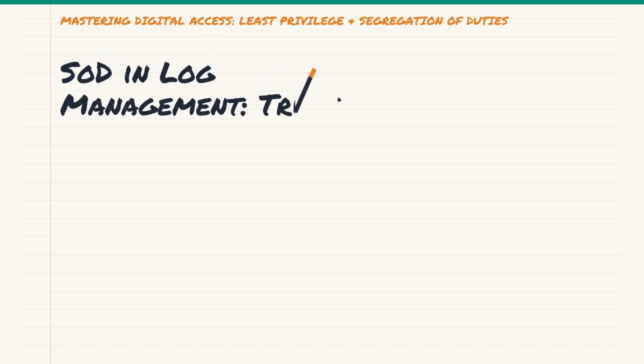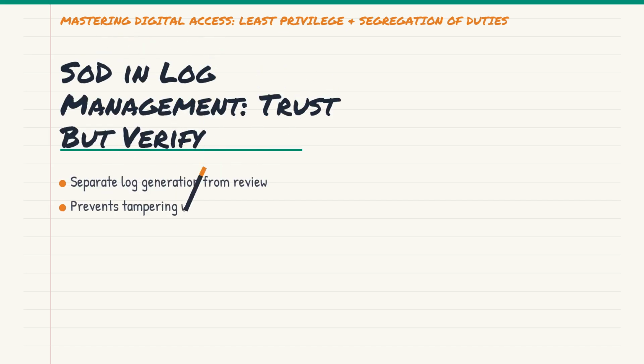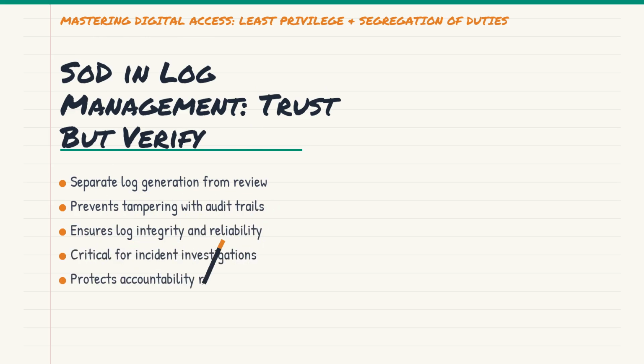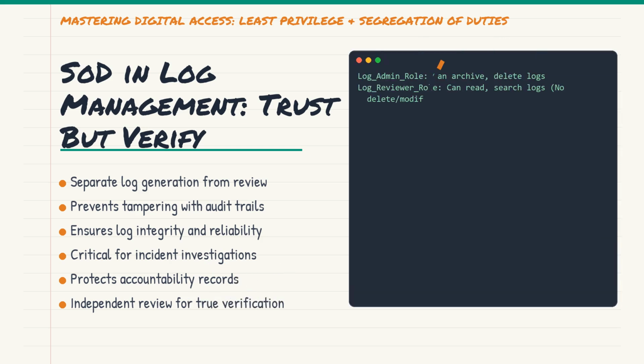SOD isn't just about direct access to systems, it's also crucial for auditing and accountability. Consider log management. We need logs to record who did what, when, and where. But what if the person responsible for managing, and potentially altering or deleting, those logs is also the person whose actions are being logged? That's a huge SOD conflict. A robust system ensures that the person who *generates* the logs cannot be the same person who *reviews* or *modifies* the logs. This way, we can trust but verify everything, knowing our audit trails are protected from tampering.